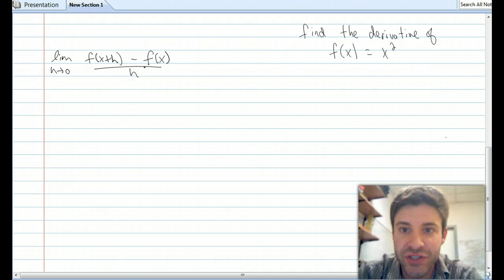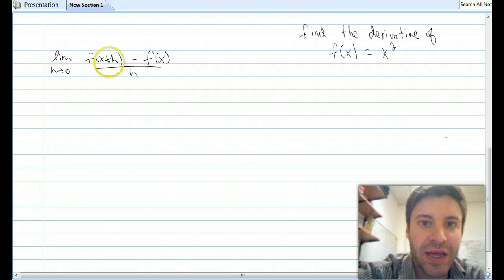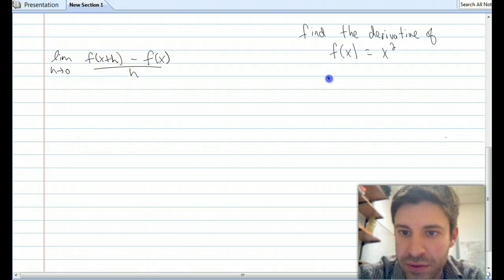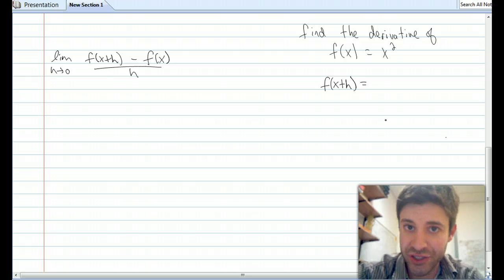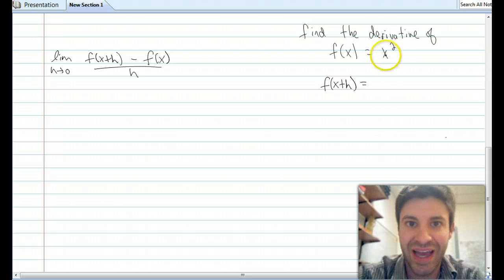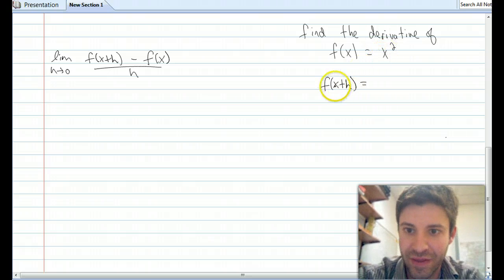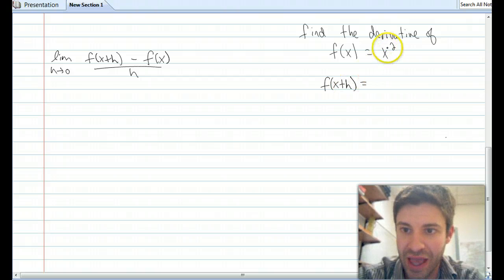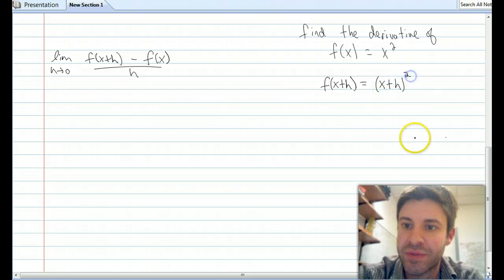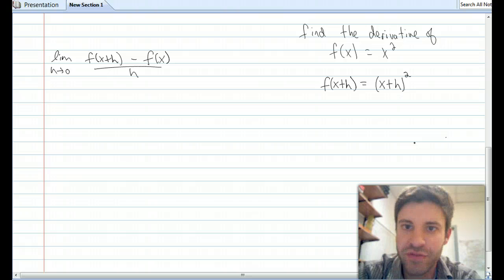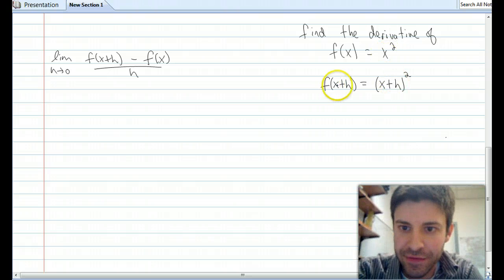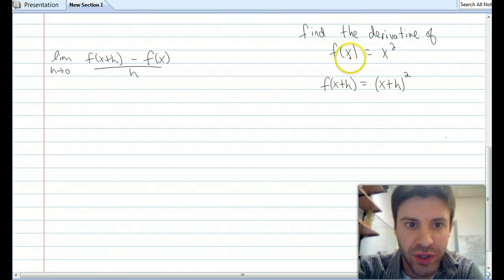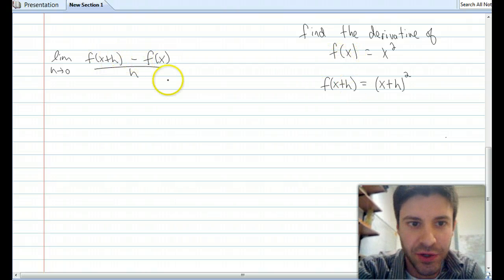And you look at that definition, you say, okay, every single time we need f of x plus h. So function notation tells us that we're just going to replace x in our function with x plus h. Now previously this x is squared, so now the x plus h is going to be squared. We've just replaced x with x plus h. So now that we have our f of x plus h and our f of x, we can just plug those in like we did last time right over here.